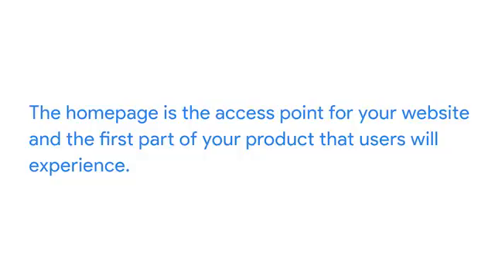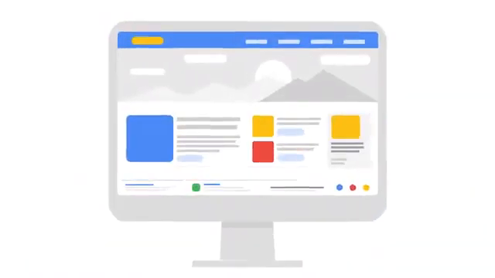The homepage is the access point for your website and the first part of your product that users will experience. The rest of the pages on your website can follow a similar layout to the one you choose to use on your homepage. In the last course, when you created sketches and wireframes for a responsive website, you designed a large screen size first. This meant you had a lot of layout options to choose from since there was a lot of space on the screen.